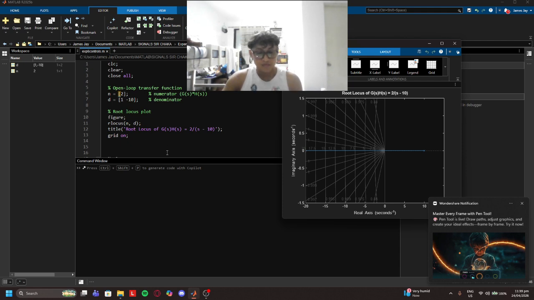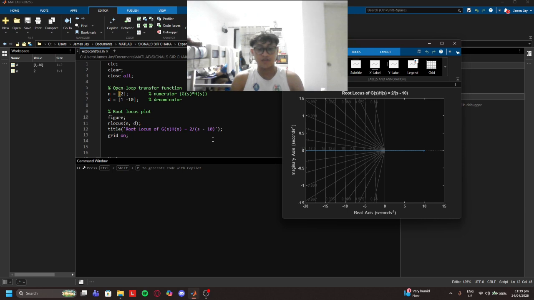This helped me clearly see how the poles move as the gain changes. I also used the rlocfind code to verify the values of K, and plotted the step responses for K equals 4 and K equals 6 to compare the system behavior.